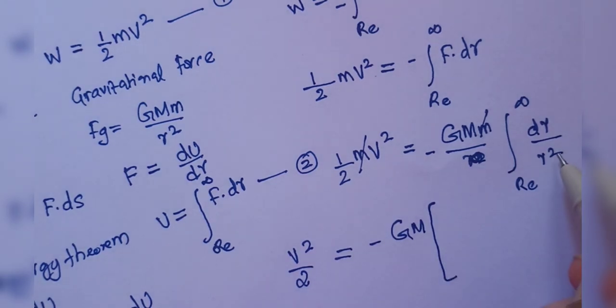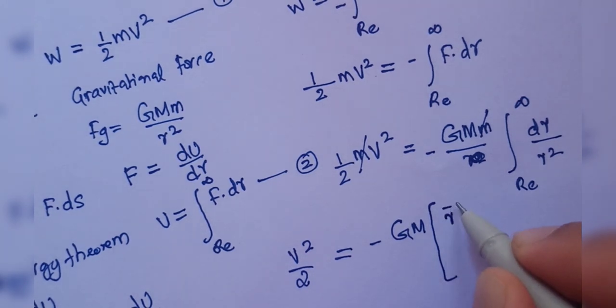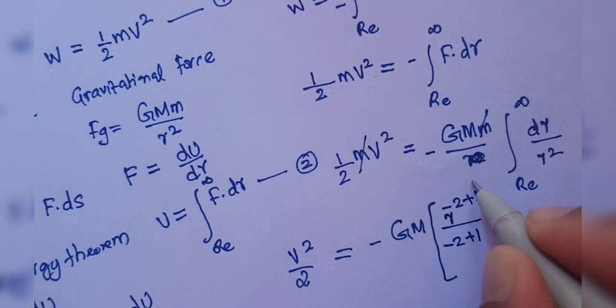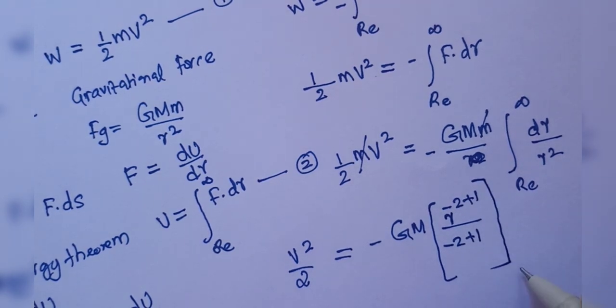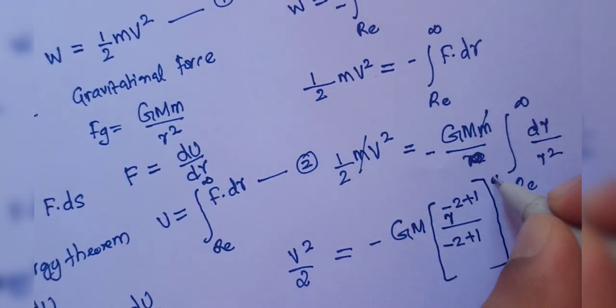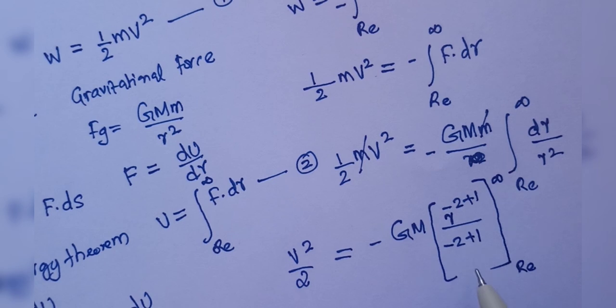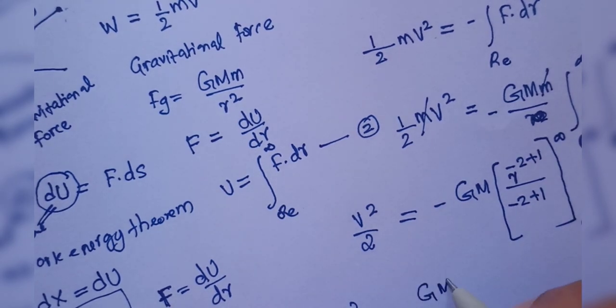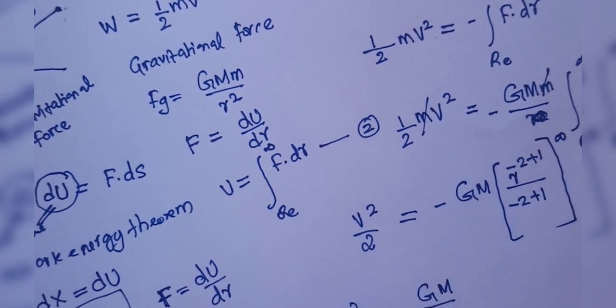So here the power is minus 2, so once you integrate you will get something just like this, minus 2 plus 1 divided by minus 2 plus 1 again, from the limit re to infinity. So again, if you do some substitution, now you are going to get a good expression, which is v squared by 2, which is equal to GM by re.